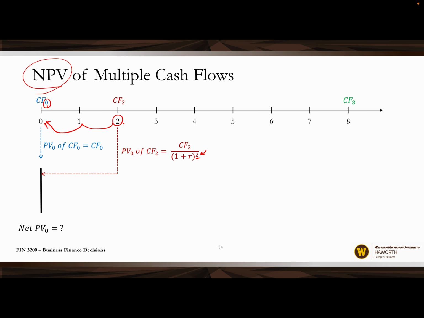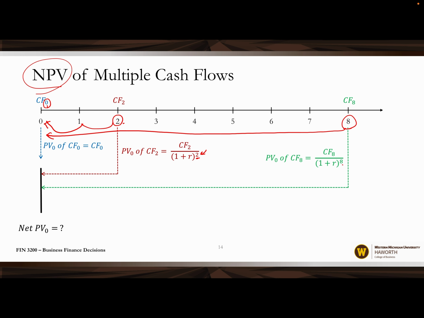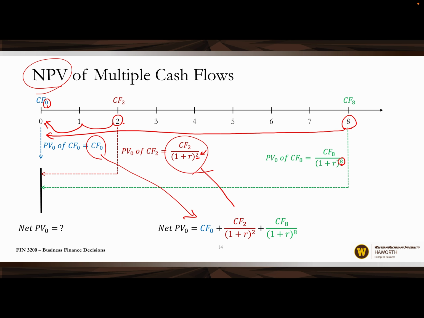For cash flow 8, this occurs at time 8, and we want to convert it into time 0. So we're going to apply the same PV formula, but now the N is 8 because we've got to go back 8 years. So now to get the NPV, we have to sum everything up: cash flow 0, PV of cash flow 2, PV of cash flow 8. And we're adding everything up.